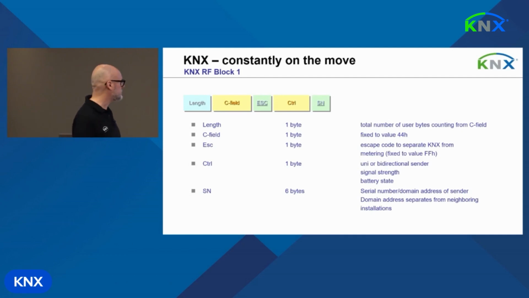The next 6 bytes is a very important element in the frame structure. It's the serial number. The serial number indicates either the serial number of the device, but in future extensions, also very important, it indicates the domain address. The domain address is very important to be able to separate a KNX radio frequency installation from another KNX radio frequency installation. So if you have installed a radio frequency system in your home, you don't want it interfered with by a radio frequency system that is installed by your neighbor and vice versa. So this domain address plays an important role in that.